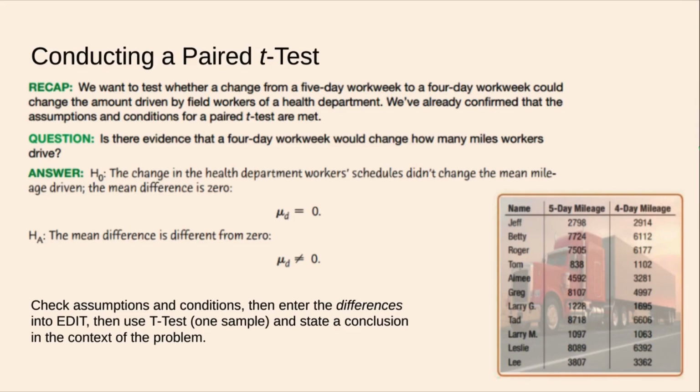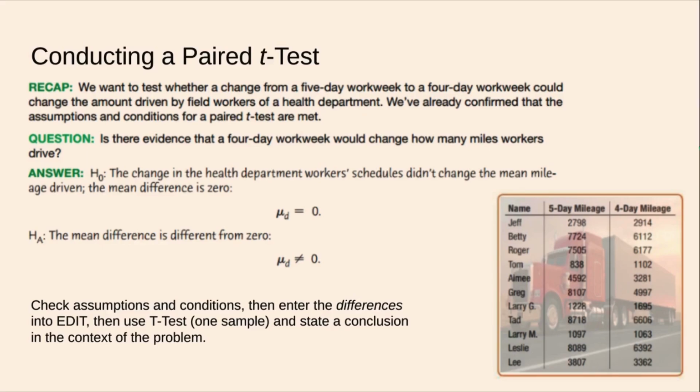All right, so the null hypothesis is there is no difference between the 5-day and 4-day mileage on average. And the alternative hypothesis is that there is some kind of difference on average. We've already checked assumptions and conditions. Then we're going to enter the differences into the calculator and use a one sample t-test again and state the conclusion in the context of the problem.